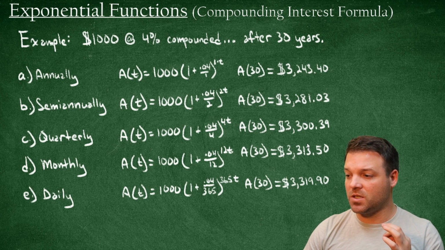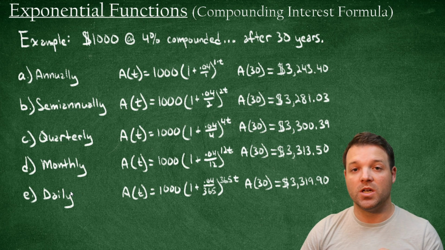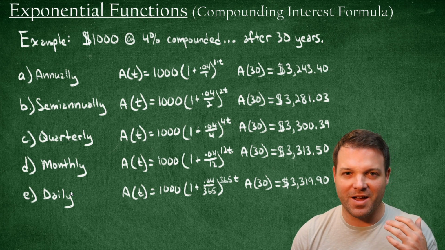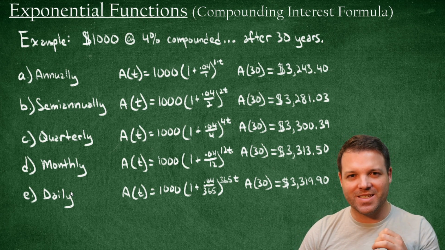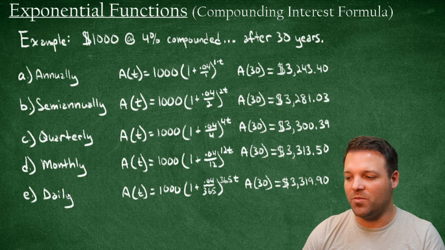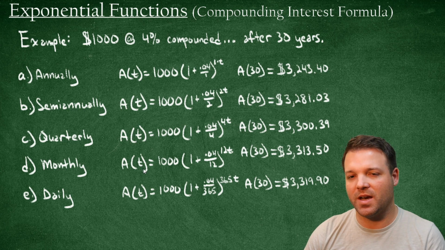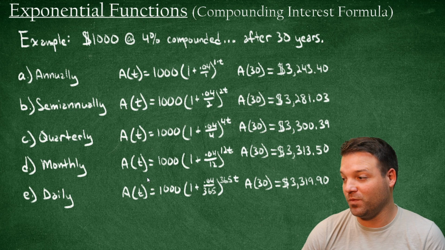Now, tomorrow we're actually going to talk about what it means to compound continuously. So not daily, not like every second or millisecond, but every instantaneous moment in time. We are compounding continuously. And that's what yields our PERT formula. But for now, here we go. There's a couple of examples on how to utilize our compounding interest formula.